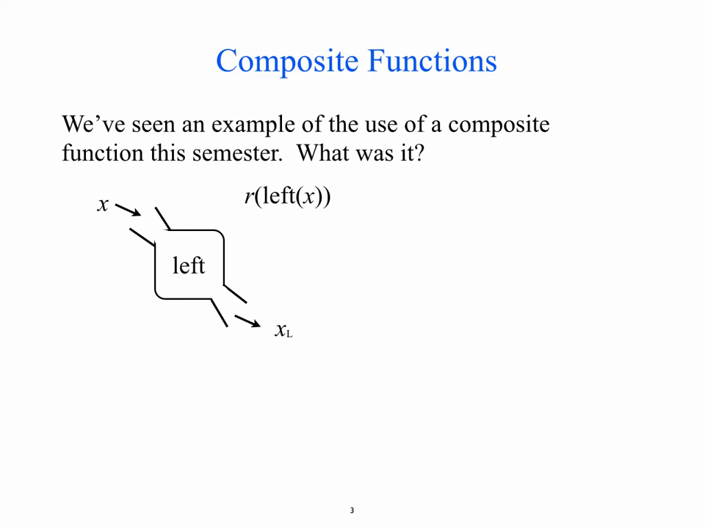And then what do we do? Or what does this function do, I should say? It takes the left of x as an input now. So even though at this stage, x sub l is an output, right? It's an output of this left function with x as the input, okay? But then because we're doing this composition, it now takes this left of x as an input to the function r, okay? And so the thing that comes out overall is r of left of x, okay? So that's the example that we've seen this semester.